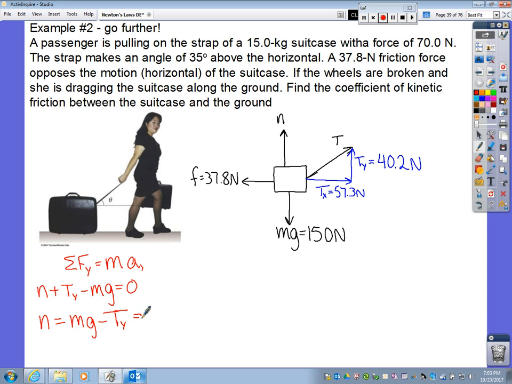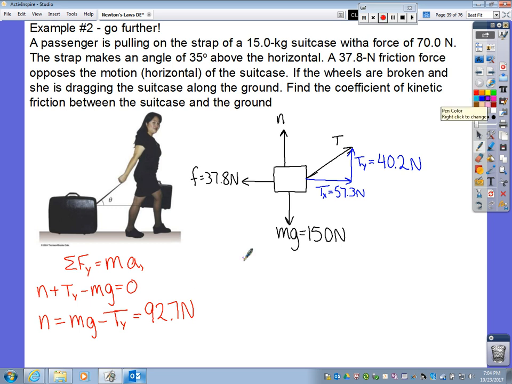Notice it's not just equal to gravity because the tension's also pulling it up a little bit, taking some of the weight off. And that equals 92.7 newtons. Now what I'm really trying to find is the coefficient of friction.